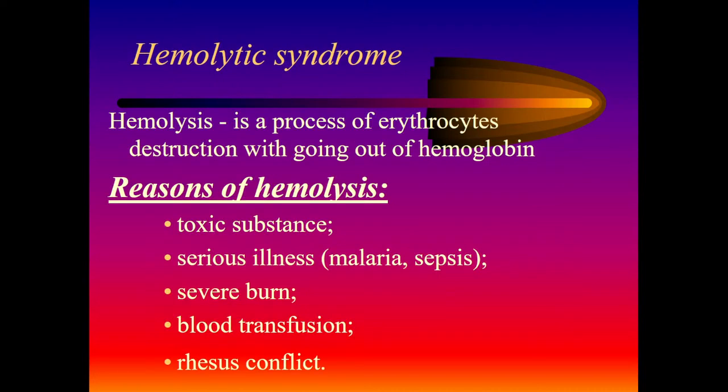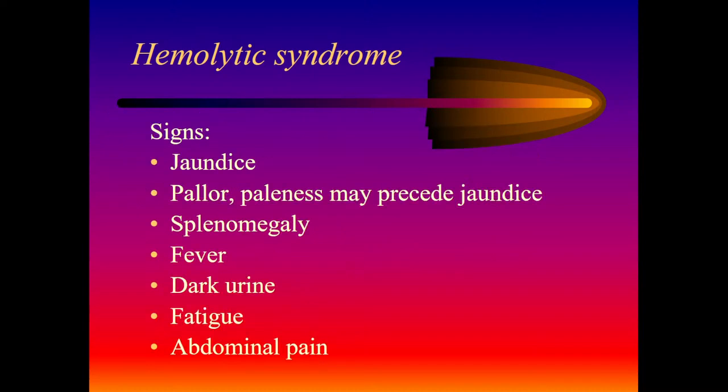Hemolytic syndrome. Hemolysis, a process of erythrocyte destruction, is the going out of hemoglobin. The reasons for hemolysis are toxic substances and serious illnesses such as malaria, sepsis, severe burn, blood transfusion, and rhesus conflict. Hemolytic syndrome signs include jaundice, pallor, where paleness may precede jaundice, splenomegaly, fever, dark urine, fatigue, abdominal pain.